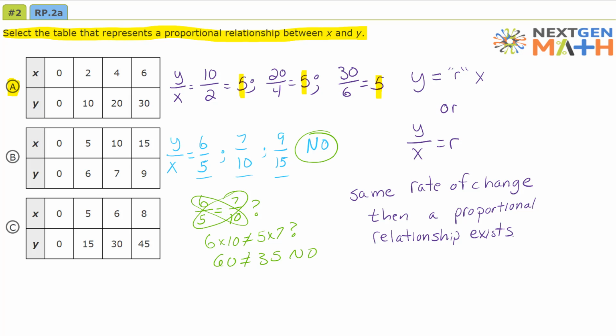For C, our proportional relationships start off with 15 over 5, and that equals 3. And the next one we have is 30 over 6, and that's equal to 5. And then the last one is 45 over 8, and those are not equal to each other. So these are no.